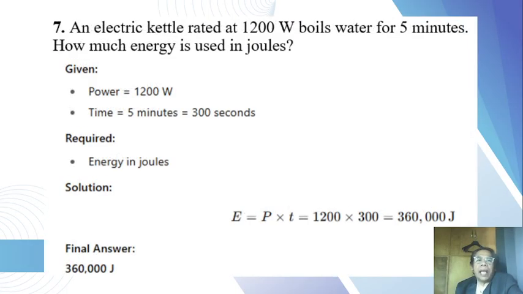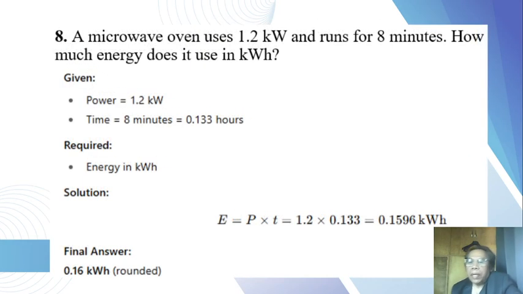Number 7, an electric kettle rated at 1,200 watts boils water for 5 minutes. How much energy is used in joules? So power is 1,200 watts. Time is 5 minutes, which is equivalent to 300 seconds. Energy in joules. Formula to be used is E equals P times T. Substitute the given data now. You have 360,000 joules.